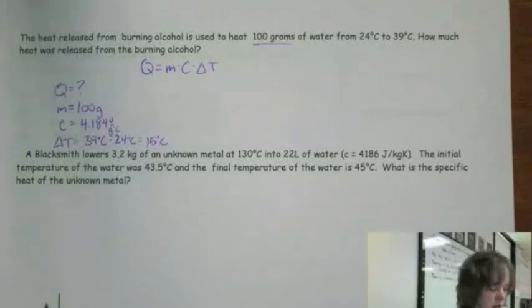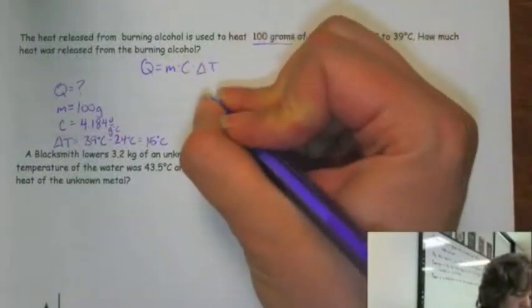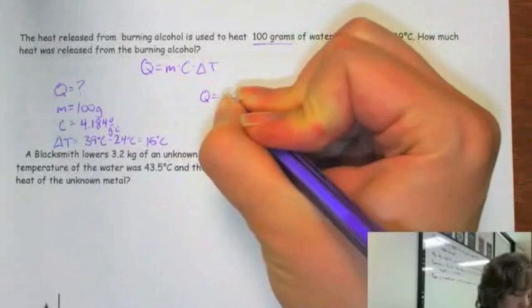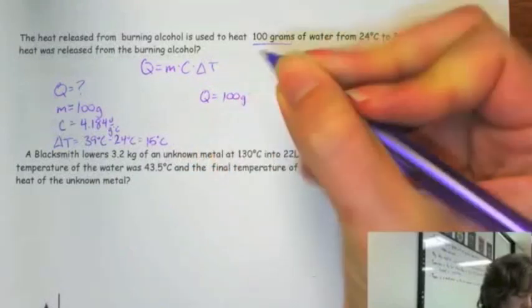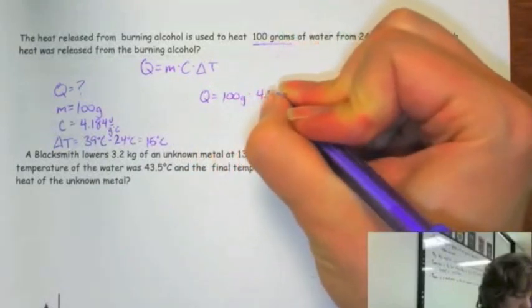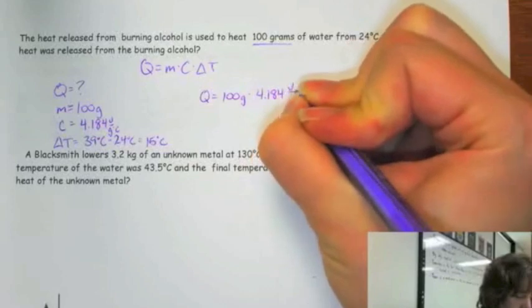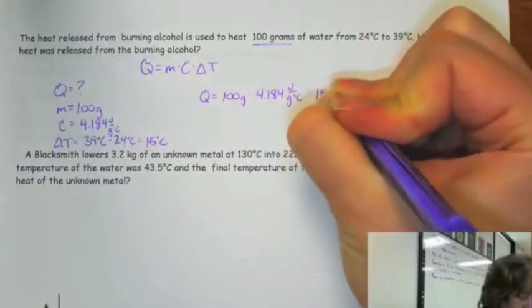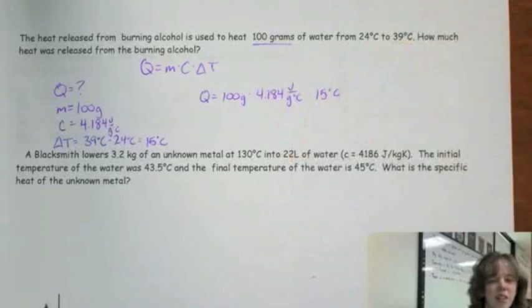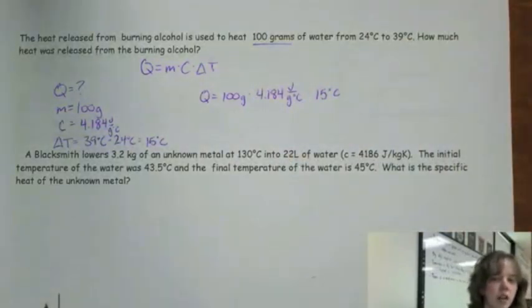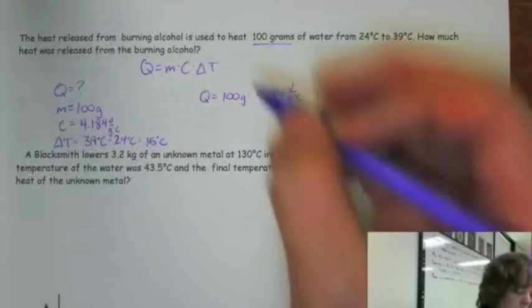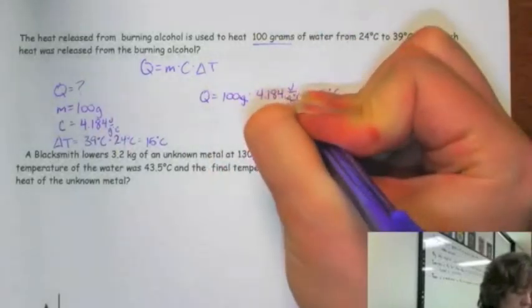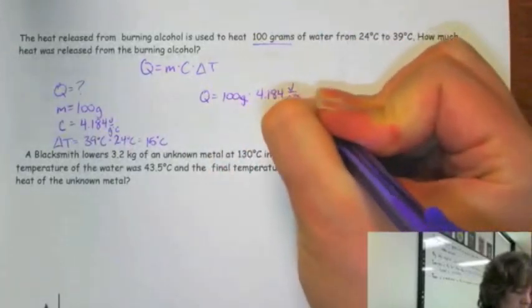So we're just going to plug those things into our equation. So Q, which is what we're looking for, equals our mass times our C times our change in temperature, which is 15 degrees Celsius. And I already said, I know your units look a little funny on your specific heat because it's joules per gram degrees Celsius, but if you look at it, my grams and my grams will cancel out. My degrees Celsius and my degrees Celsius will cancel out.